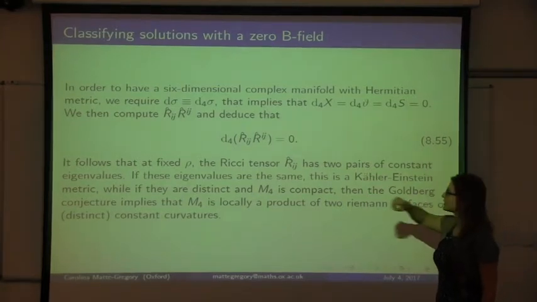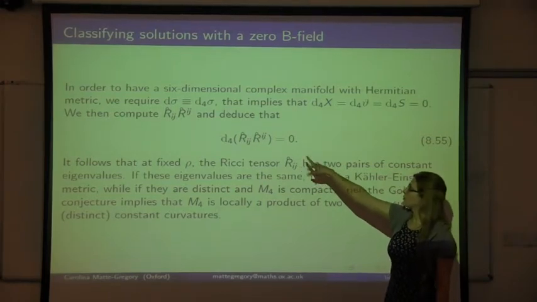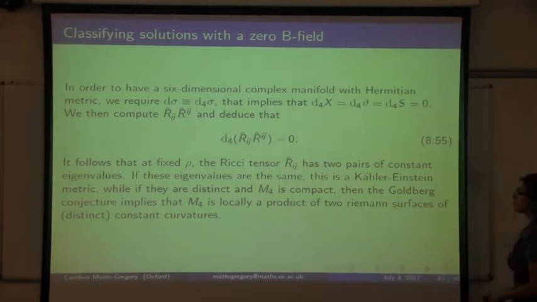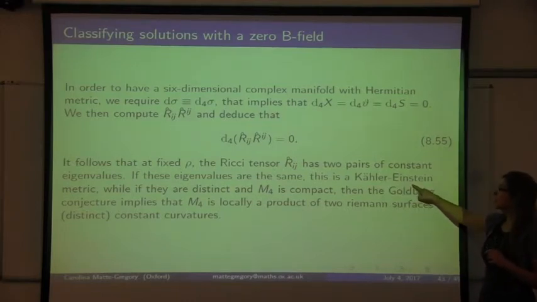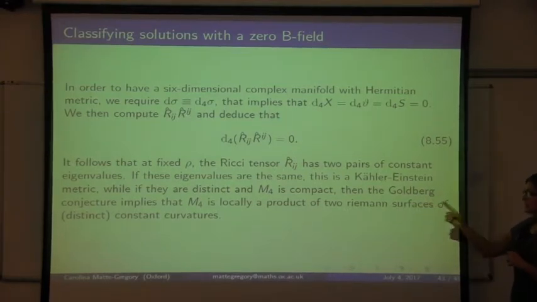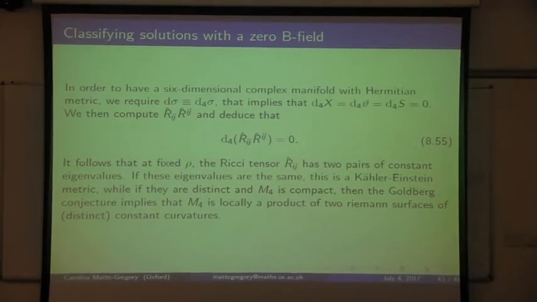Now we can compute this defect of the Ricci form, this is called the Ricci form, and we find that it's equal to 0. And what it means is that this Ricci tensor has 2 pairs of constant eigenvalues, and if these eigenvalues are the same, then my 4-dimensional manifold in my ansatz will be a Kähler-Einstein manifold. Otherwise, if they are distinct, then the Goldberg conjecture implies that this N4 will be locally a product of 2 Riemann surfaces with distinct constant curvatures.